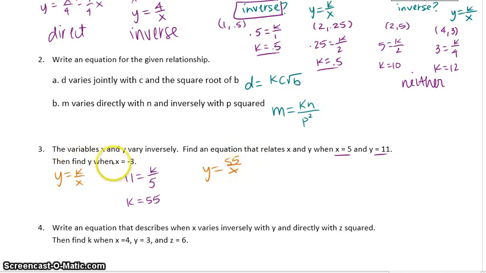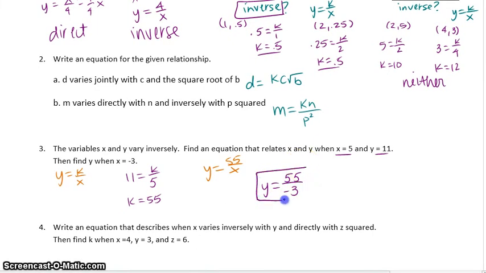So then it says find y when x is negative 3. So then we're going to take this equation, plug in x of negative 3. So we're going to get y equals 55 over negative 3. And we can't simplify this, so this is our final answer.